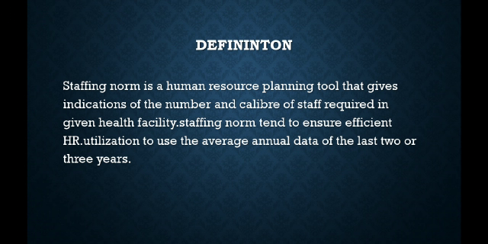Now we will see the definition. Staffing norm is a human resource planning tool that gives an indication of the numbers and calibre of staff required in a given health facility. Staffing norm tends to ensure efficient HR utilization, using the average annual data of the last 2 or 3 years. It means a staffing norm is a planning tool that helps the organization to know how many people we can hire for a particular facility in order to have efficient human resources.